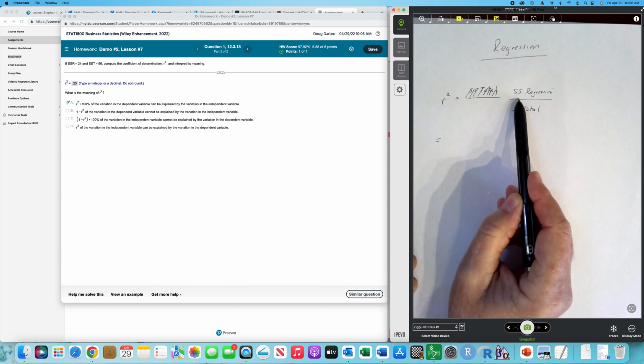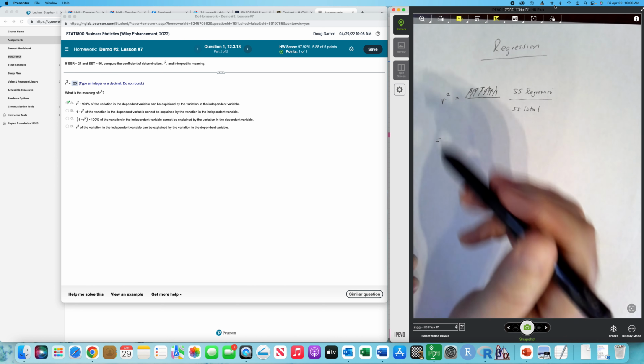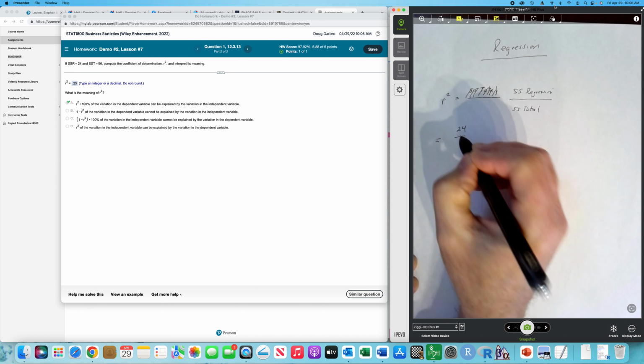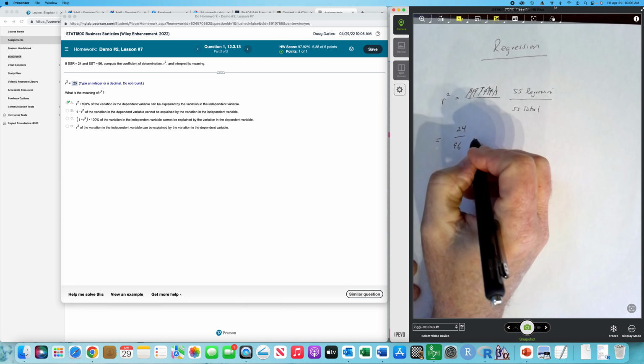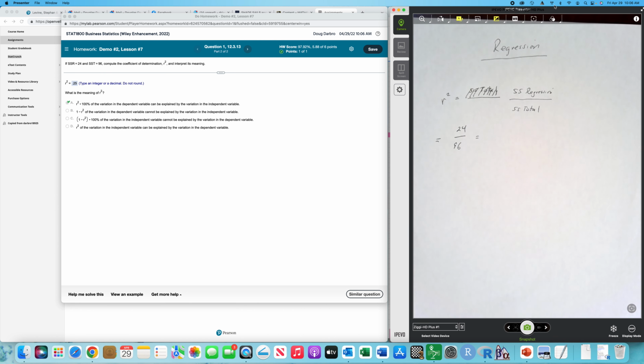So sum of squares regression is SSR in this problem, and the sum of squares total is 96. So if you take 94 divided by 96, you get 0.25. Now the meaning, as I said earlier, it's just R squared times 100, so it'd be 25% of the variation in the dependent variable can be explained by the variation on the independent variable.